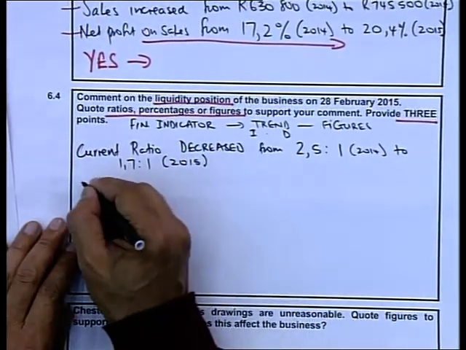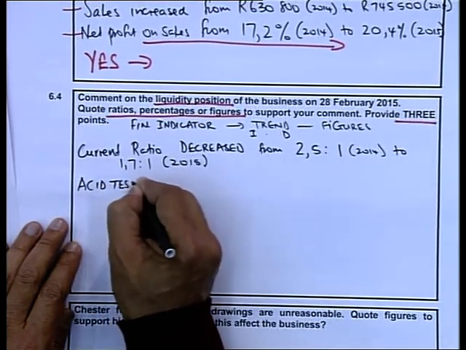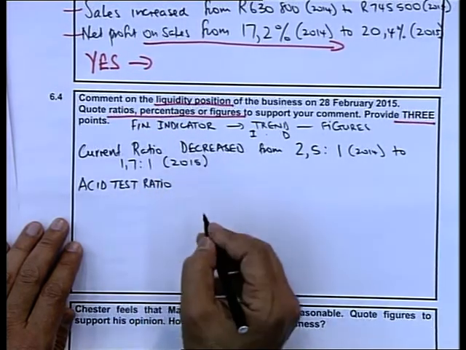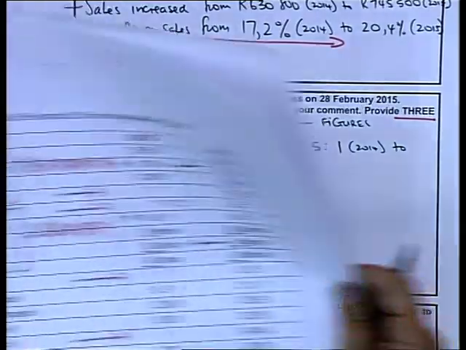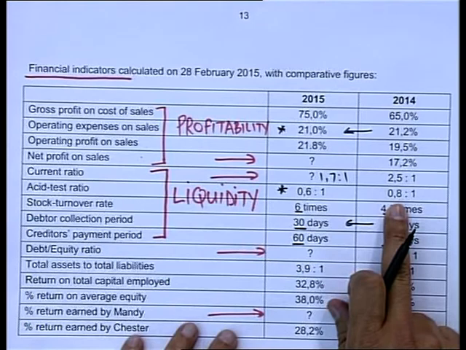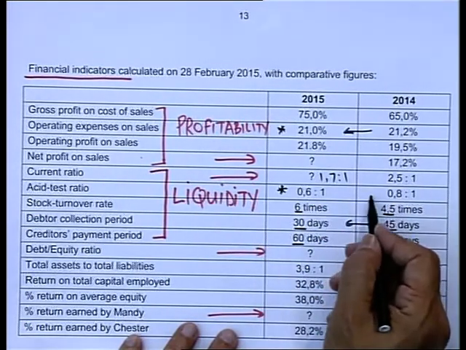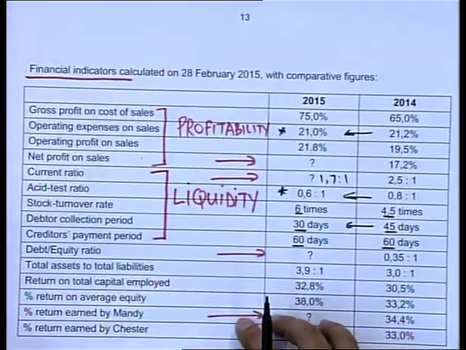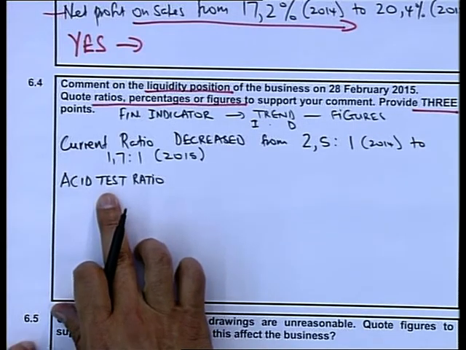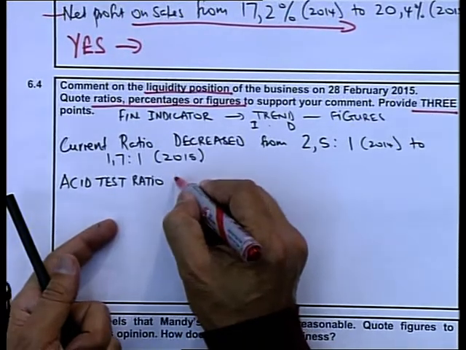The next one we can talk about is the asset test ratio. What happened to the asset test ratio? It was 0.8, and this year it's 0.6:1. Also a slight decrease. So we have the financial indicator. Now we're looking for the trend, and the trend clearly is a decrease.